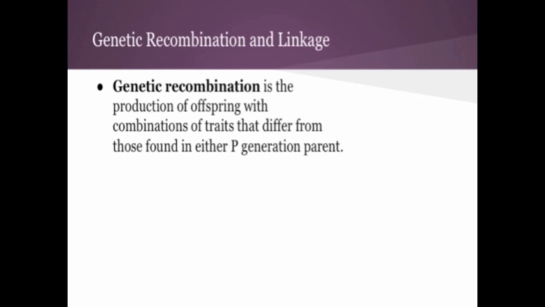Genetic recombination and linkage. Genetic recombination is the production of offspring with a combination of traits that differ from those of either of the P generation parents.